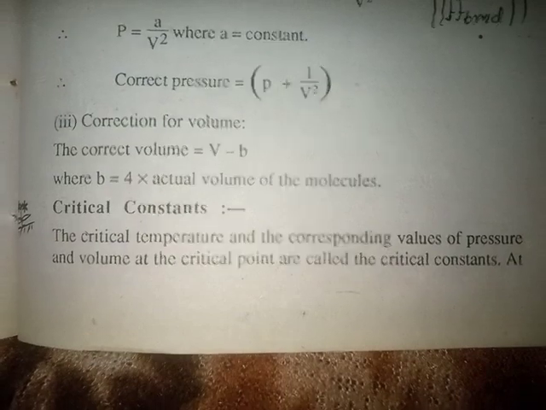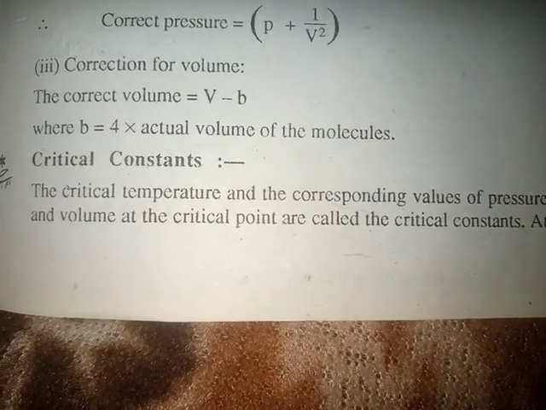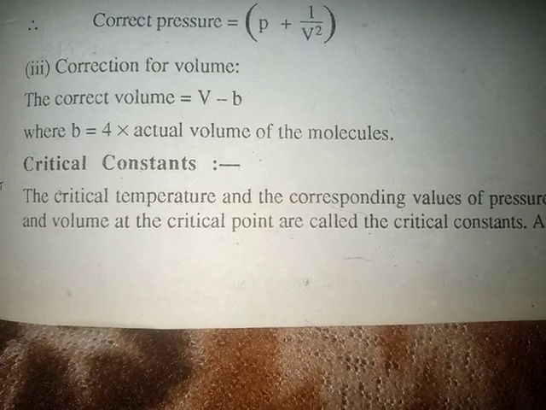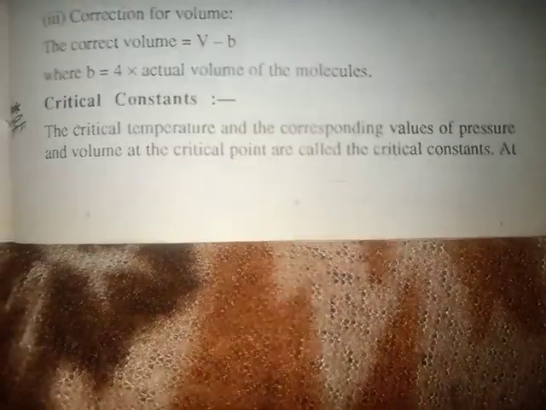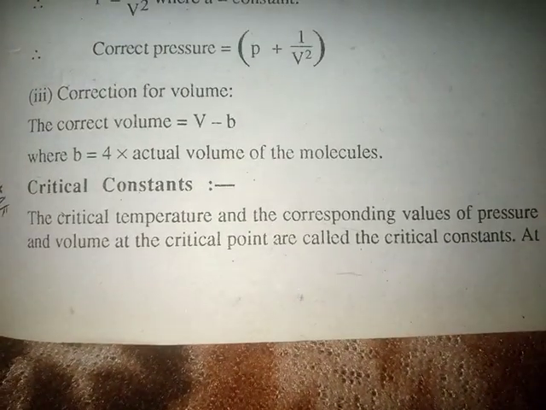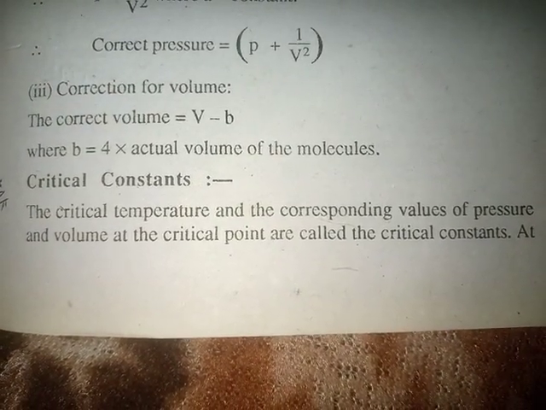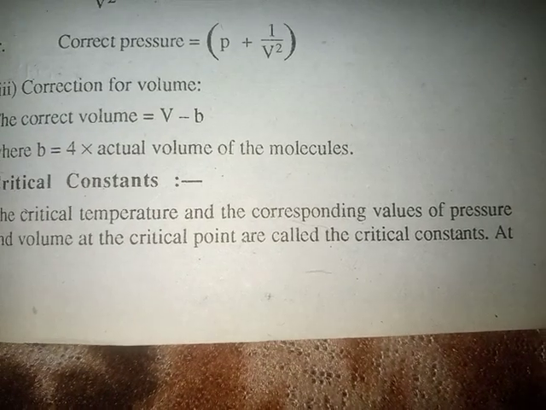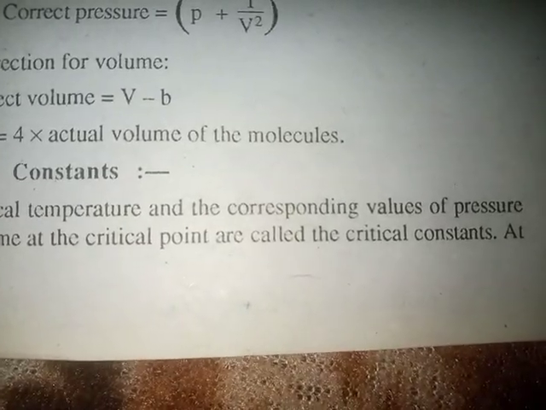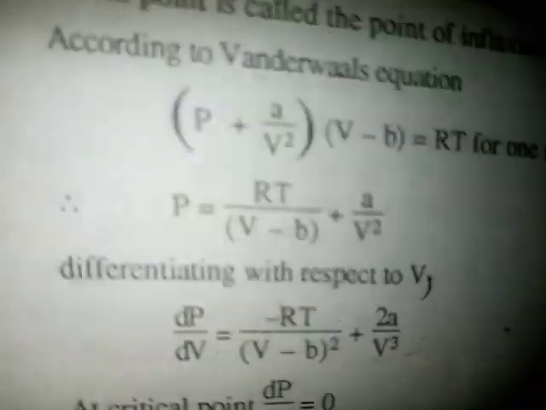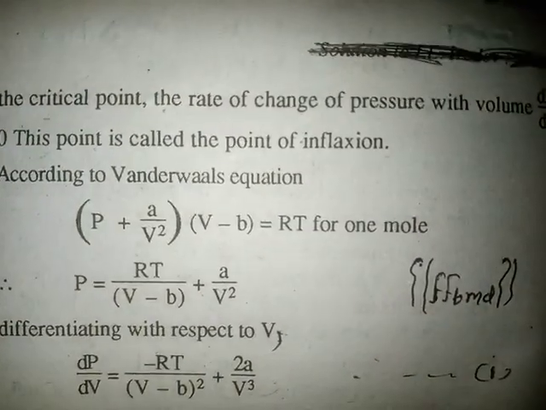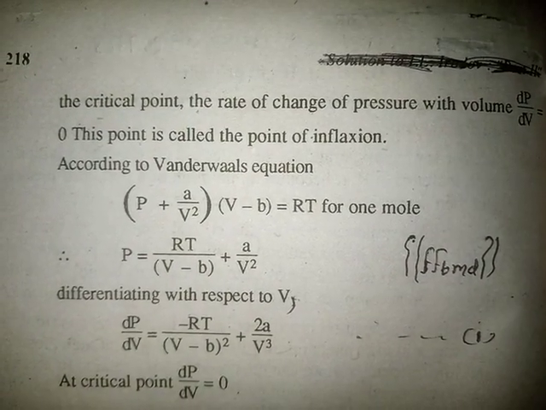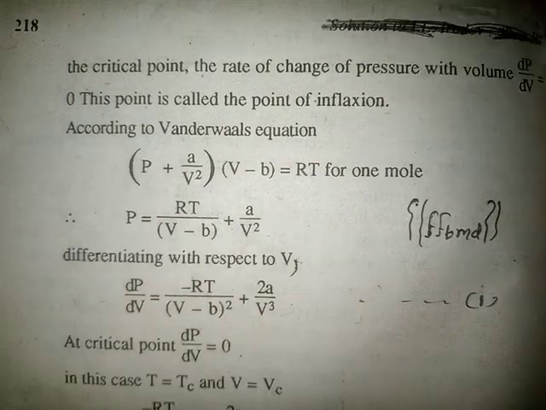Now, correction for volume. The correct volume equals V minus b, where b equals 4 times the actual volume of the molecules. Critical constant. The critical temperature and corresponding values of pressure and volume at the critical point are called the critical constants. At the critical point, the rate of change of pressure with volume, dP by dV, equals 0. This point is called the point of inflection.